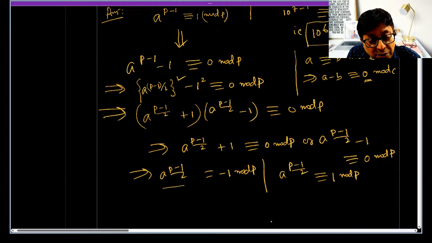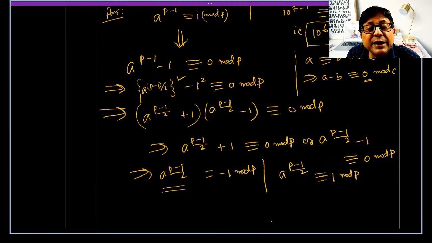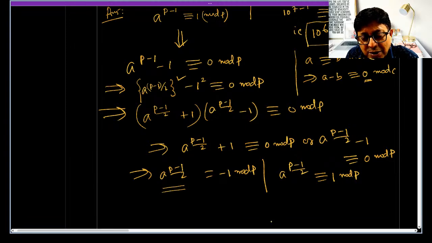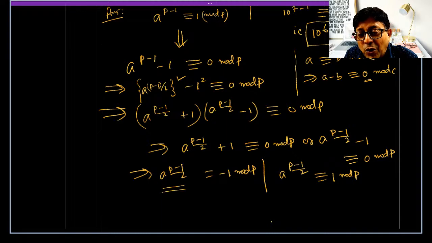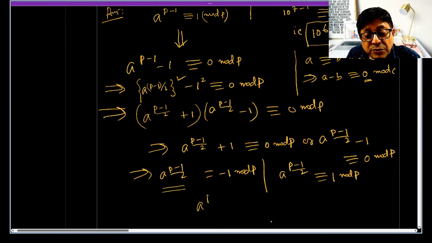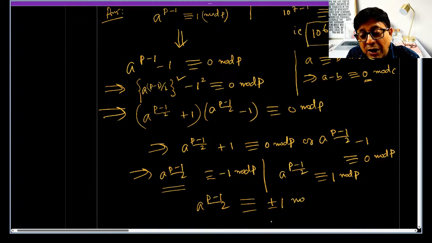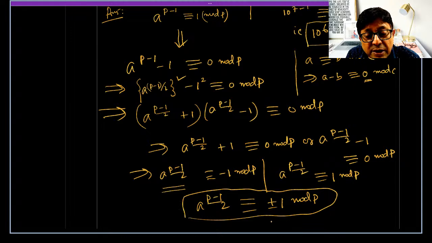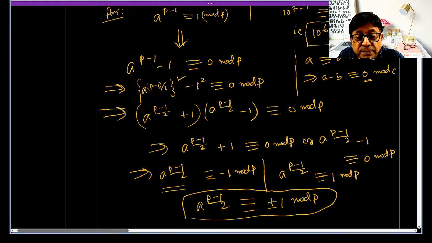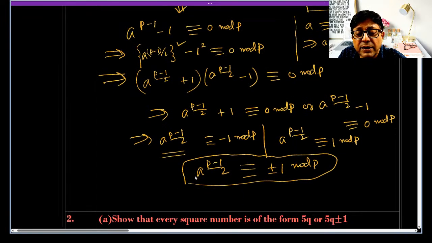A to the power (p minus 1)/2 divided by p will leave the remainder minus 1, or will leave the remainder plus 1. That's why you write a to the power (p minus 1)/2 congruent with plus or minus 1 mod p. Let me explain this with an example. This is true for any prime number p.